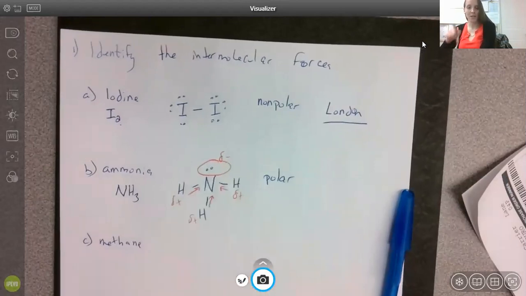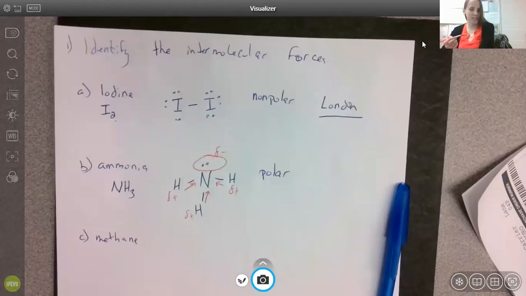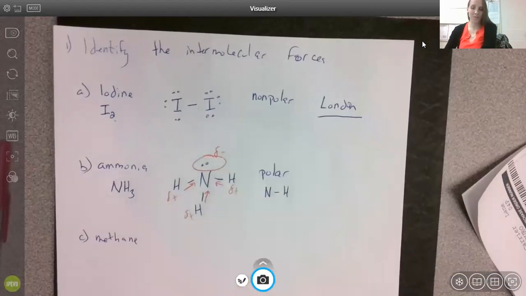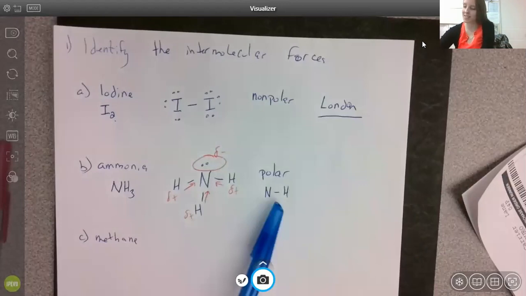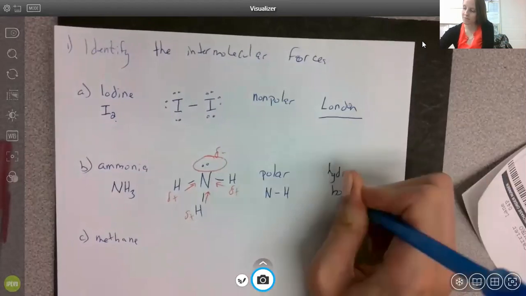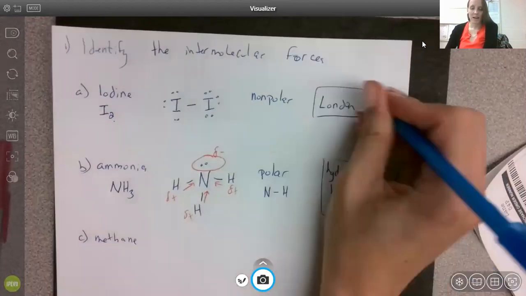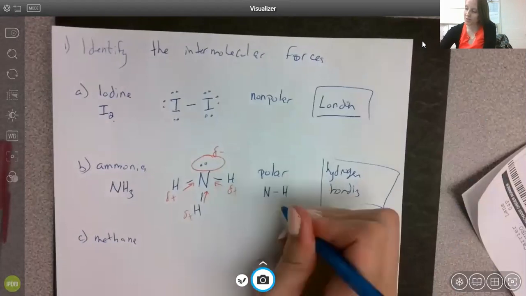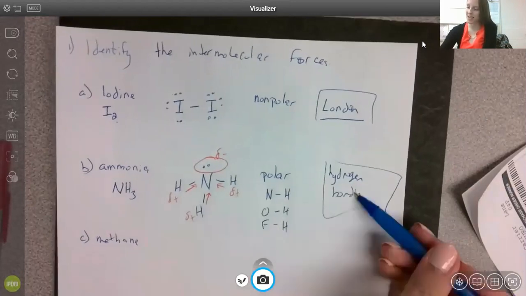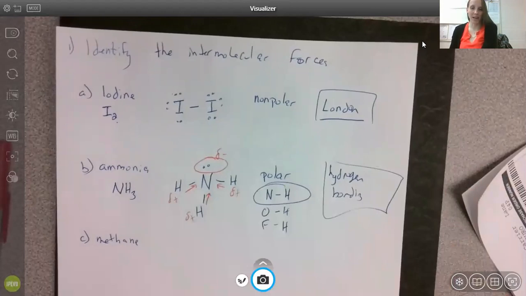When it's polar, you then need to check, is it hydrogen bonding or just a dipole-dipole? Now, because I have an N bonded to an H, that tells me that this is actually hydrogen bonding. Okay, if I have an H bonded to an N, O, or F, all of those would be hydrogen bonding. In this case, I've got the N bonded to an H. So that's what makes this hydrogen bonding.